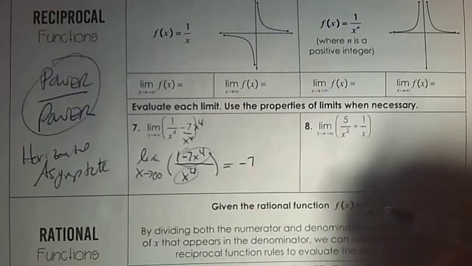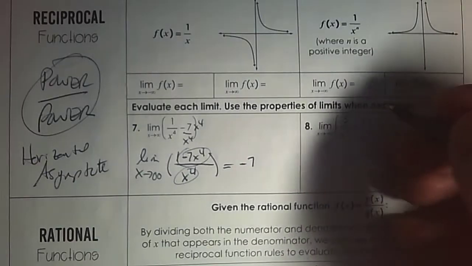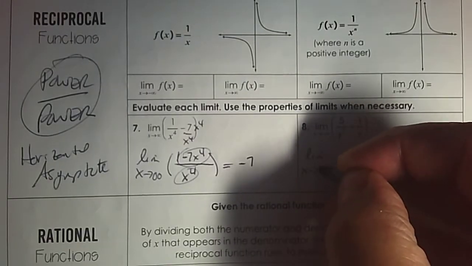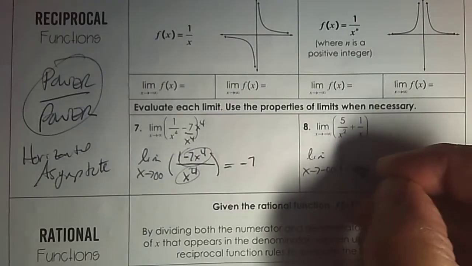It's power divided by power. So here, the limit as x approaches negative infinity. I want to write that as one fraction. So I'm going to write it as one fraction.